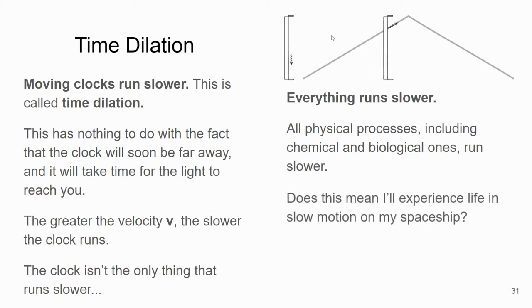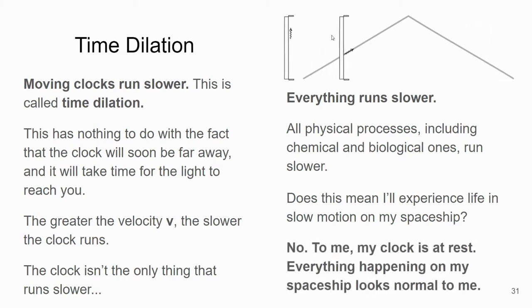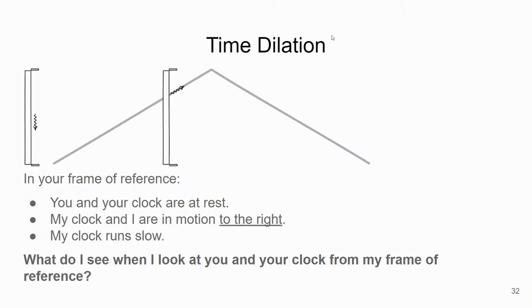So does this mean that I will experience life in slow motion on my spaceship? Are things going to be weird for me? The answer is actually no. Because as far as I'm concerned, me and my light clock and my spaceship, we're all at rest. We're not going to the right, which is what you say. We're going to say that we're at rest and you're going to the left. Sounds weird, but it works. So in your frame of reference, you and your clock are at rest, and me and my clock are moving to the right. And you're going to look at my clock and say that my clock runs slow.